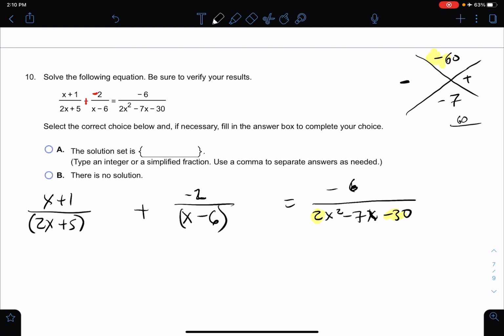get a 7. Certainly not 1 times 60, and not 1 times 30. And not 3 times 20. I'm being systematic, though. 4 times 15 is the next one? That's not going to make a 7. And then we have 5 times 12. Wait a minute. How about a negative 12? So negative 12 times 5 is negative 60, and negative 12 plus 5 gives me a negative 7.